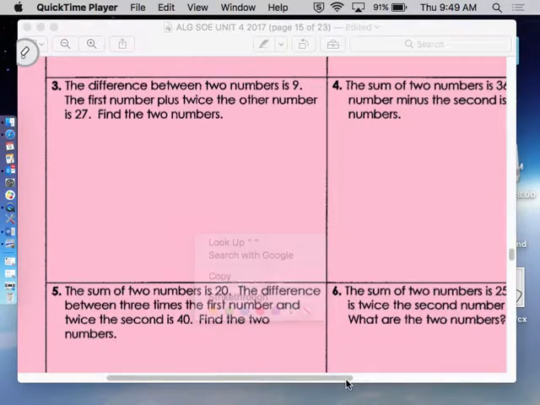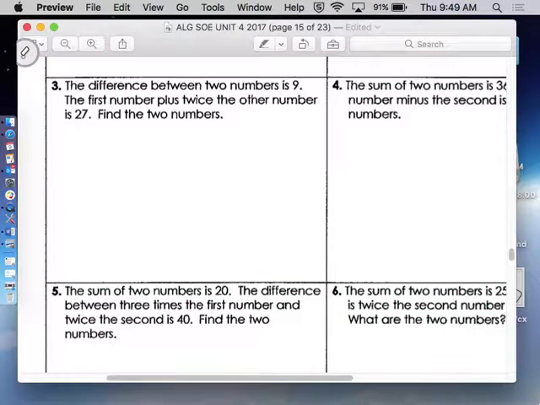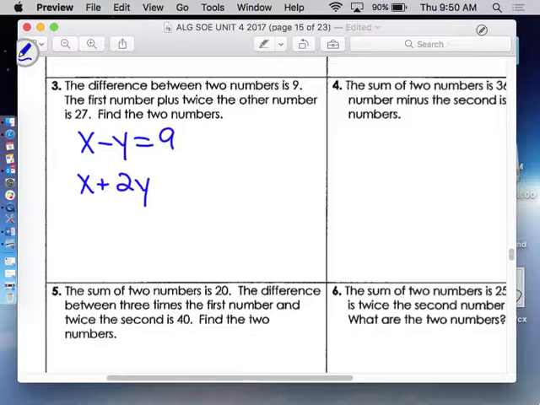I'll just move on and look at number 3. The difference between two numbers is 9. So I'm just going to simply write x minus y is 9. Difference implies subtraction, is equates with the equal sign. The first number plus twice the other number. So I'm just going to say that x is my first number plus twice the other number. The first number plus twice the other number is 27.